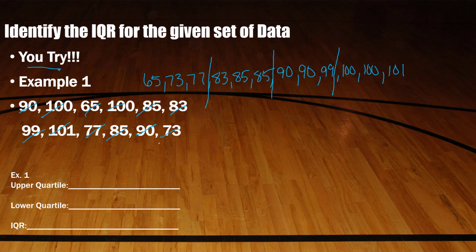And I want to find my upper quartile. 99 plus 100 divided by 2 gives me 99.5. Down here we have 77 plus 83 divided by 2 gives me 80. So we want to find the difference. 99.5 minus 80 gives me 19.5 for our IQR.